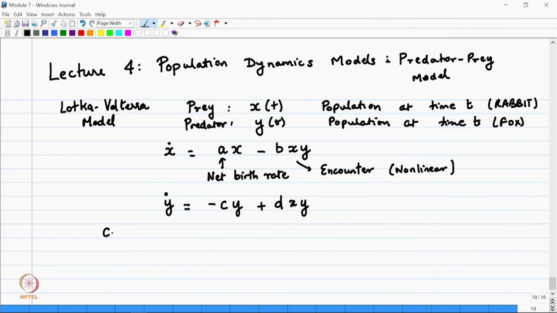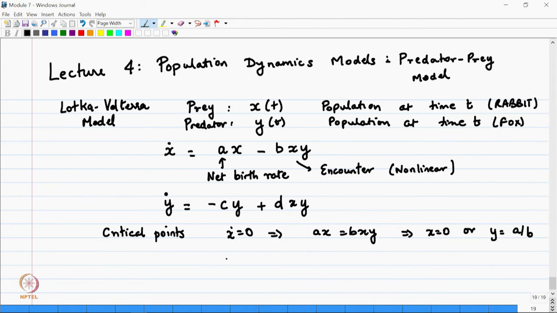Now, let us look at the critical points. If I put x dot equal to 0, that implies a x equal to b x y. That implies x equal to 0, or if x is not equal to 0, then y is equal to a by b. And for the other equation, if I put y dot equal to 0, this implies c y equal to d x y. This implies y equal to 0 or x equal to c by d.